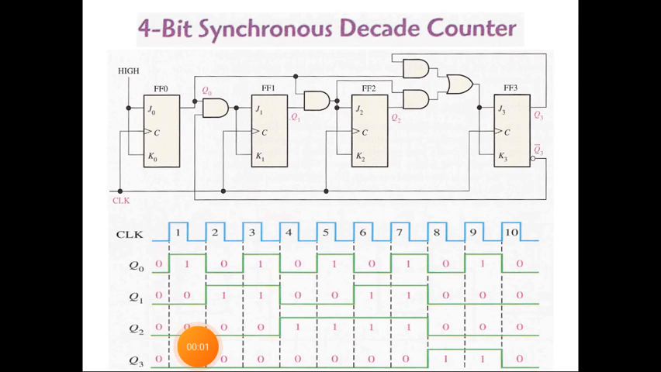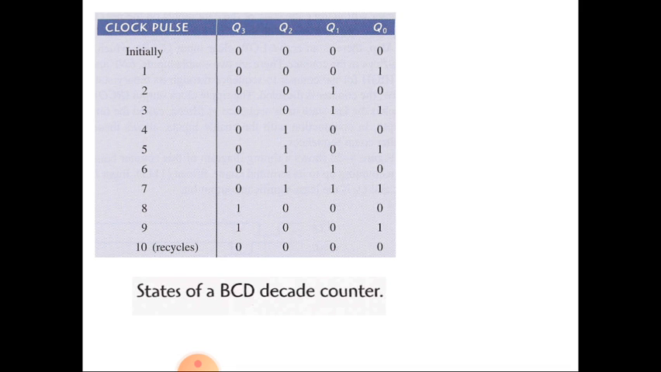Today we are going to discuss the 4-bit synchronous decade counter. So what is meant by a decade counter? Synchronous means a single clock pulse is given to all flip-flops. What is meant by a decade counter? This is the state table of a BCD or decade counter.